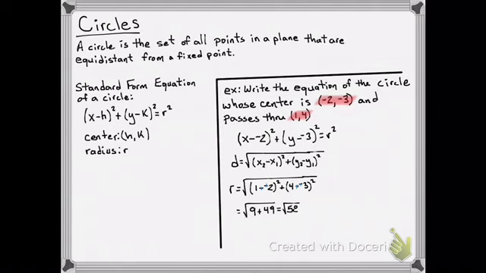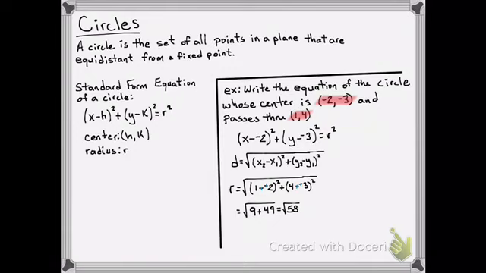Notice I kept the square root there. What I often see students do is leave the square root off because they go, oh, I totally remember that it's a square root. I'm not going to bother writing it there. And then they forget. So don't forget that the square root needs to be there. So our radius is a square root of 58. We're not going to change that to a decimal. We're going to leave it just like that.